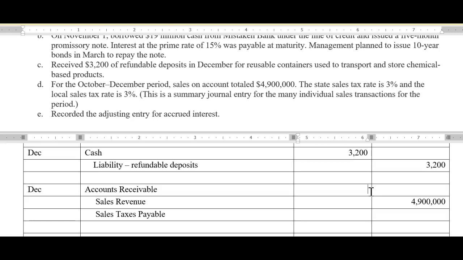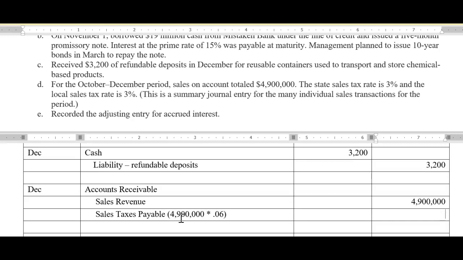So before we can actually record the amount that our customer owes us, we need to look at how much the taxes would be. Well, it does tell us that it's 3 and 3, so it's a total of 6%. So the easiest way would simply be $4,900,000 multiplied by the 6% to calculate the sales taxes payable.